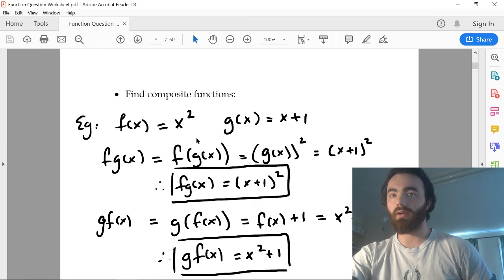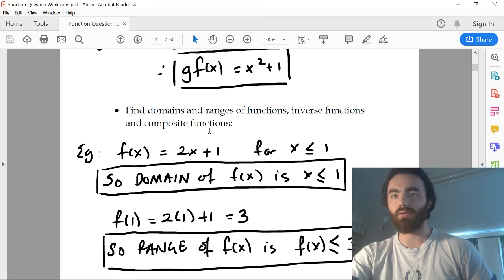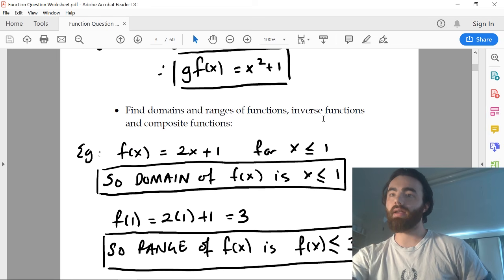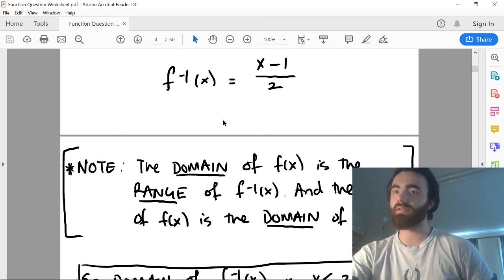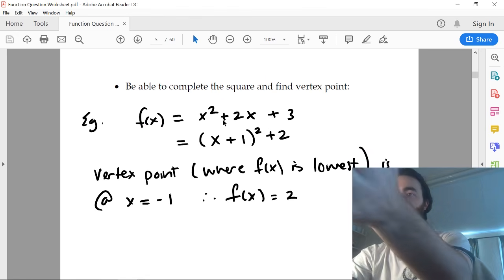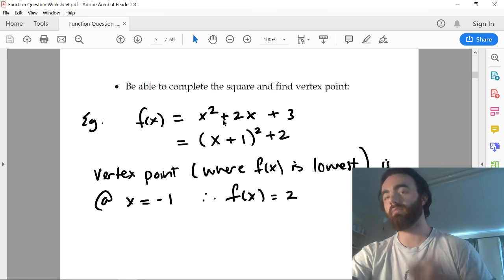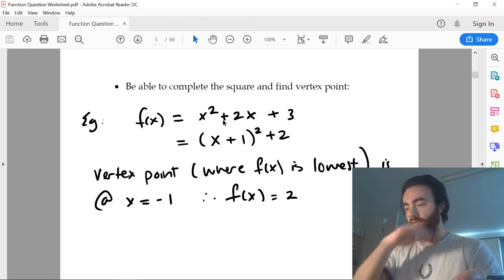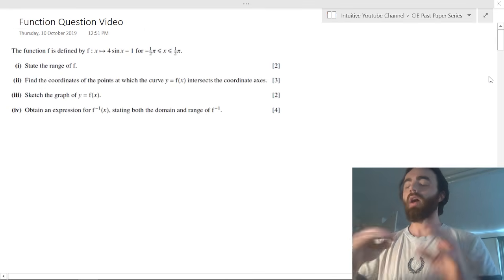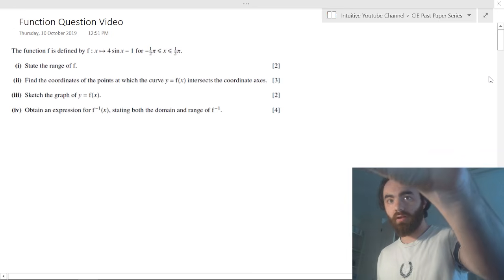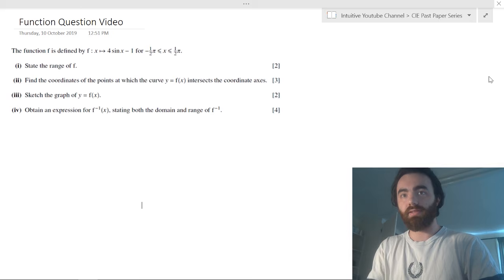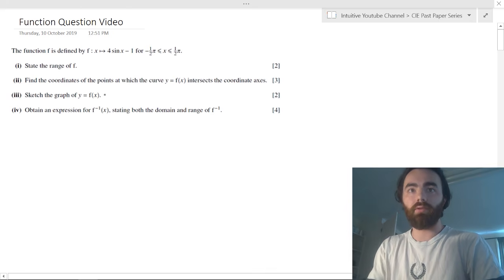You need to be able to find composite functions, which you should know about. You need to be able to find domains and ranges of functions, and inverse functions and composite functions, and that's all given to you and explained to you there. And you also need to be able to find the complete the square of a quadratic. Okay, so let's just do some questions to get an idea of how they ask this question. I'm going to do 3 good representations of this question in this video. So let's just go straight into it.